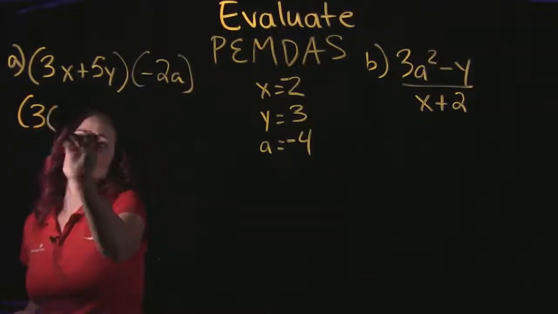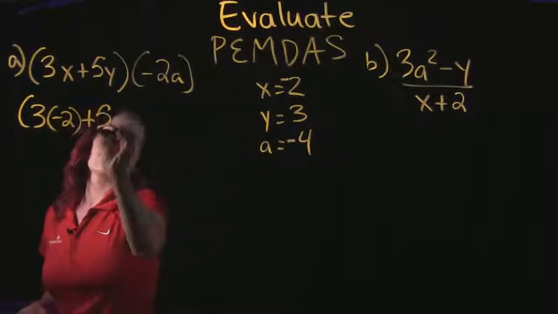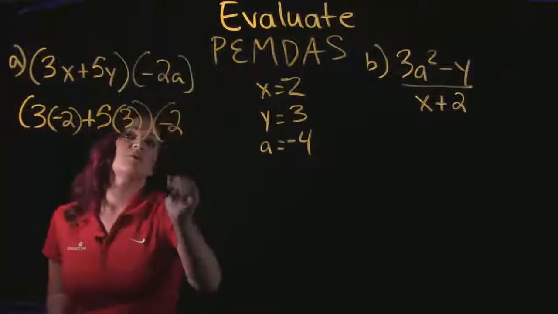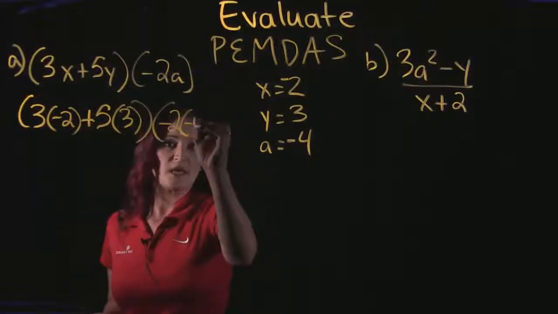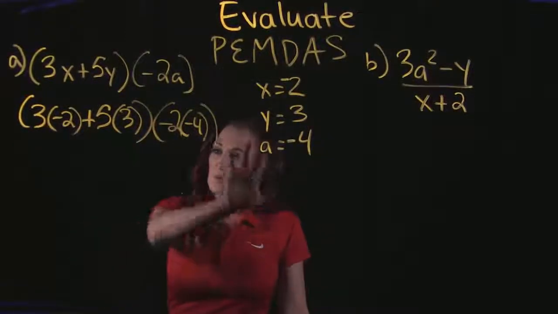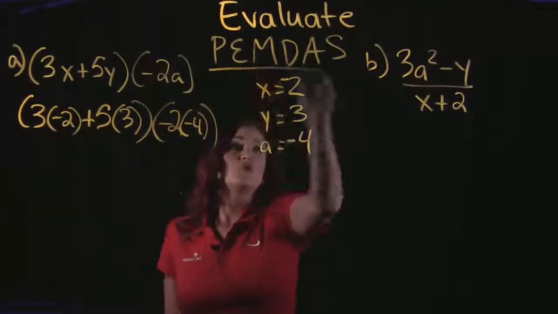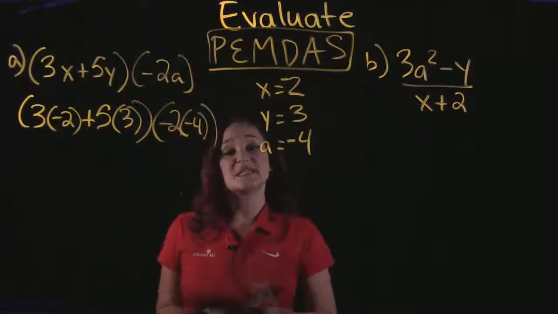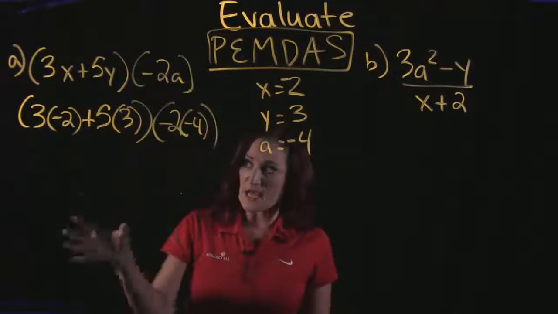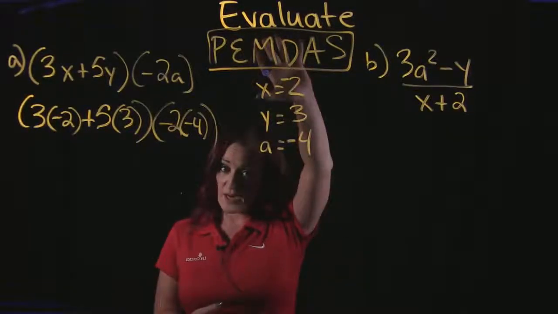So that means I'm going to have 3 times x, or 3 times -2, plus 5 times y, which is going to be a 3. And then that's getting multiplied to a -2 times a, or -4 in this instance. So this is how we would plug it into the expression. Step 2, you need to use your order of operations in order to simplify the expression. So even though you need to clean this up, you need to find the value of it, you do so by using the order of operations.